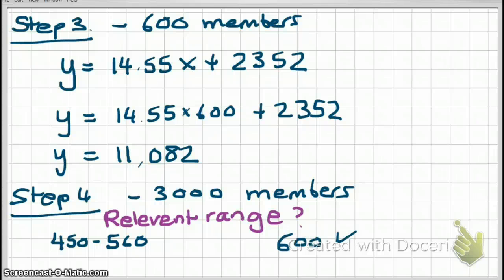However, 3,000 members is way more than 600, way over our relevant range, and most likely at 3,000 members, the cost equation would have completely changed. Your fixed cost would no longer be within your relevant range. Therefore, we have no way of predicting what our total cost would be if we had 3,000 members.